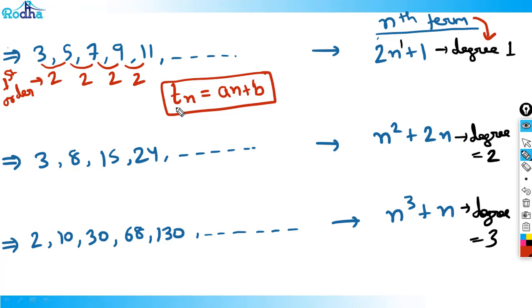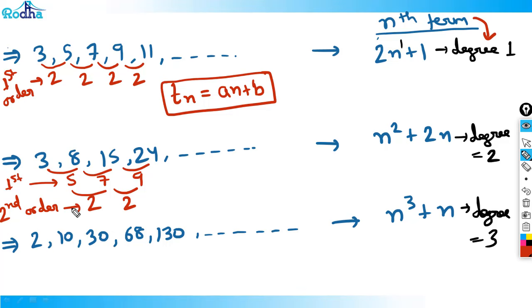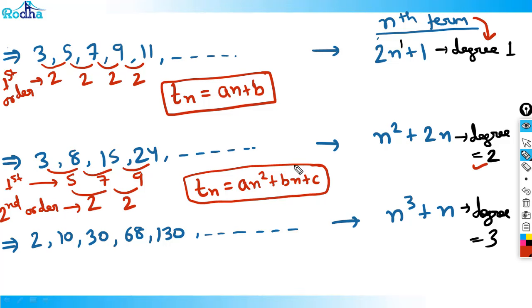Now here, if you observe, the difference is 5, then 7, then 9. Now again take the difference: 2, 2. This is first order, and this is second order. So here the difference has become equal in the second order, right? If the difference becomes equal in the second order, that means our Tn will be of degree 2. Degree 2 means a quadratic equation. What is Tn there? an square plus bn plus c.